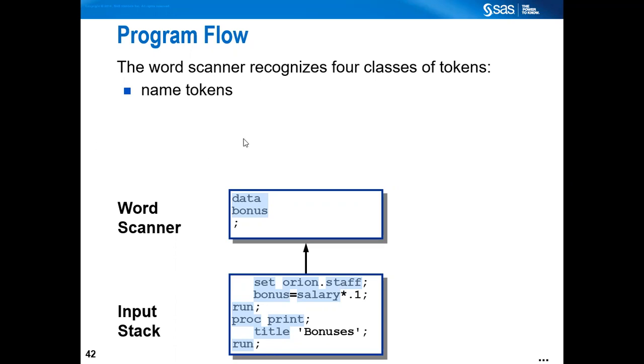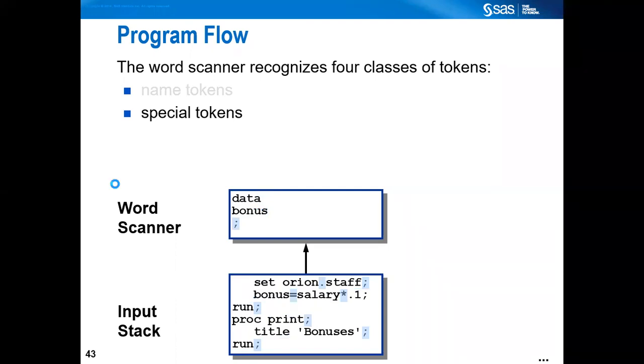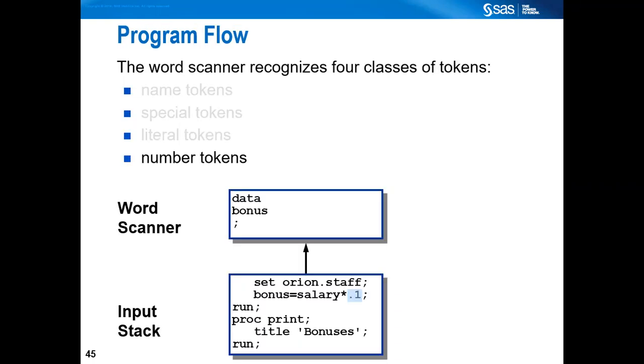So the four types of tokens: the name token, then the second is the special token. Special means all your special signs are termed special tokens. Then you have literal tokens. Anything you have written in quotation marks, either single or double, is treated as a whole as a single word, hence the whole thing is called a literal token. The last one is the numeric or number token. Any code which consists of numbers is treated as a number token.